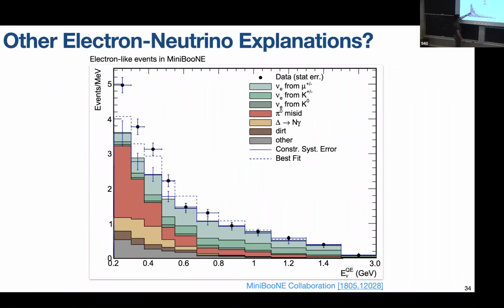Well, first off, it could be other sources of electron neutrinos in a beam like MiniBooNE. They were looking purely for oscillations, nu mu to nu e, but there are plenty of model scenarios that ask, okay, what else could produce an anomalous set of nu e's in this data?